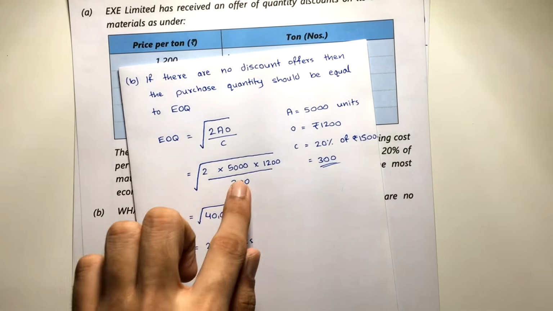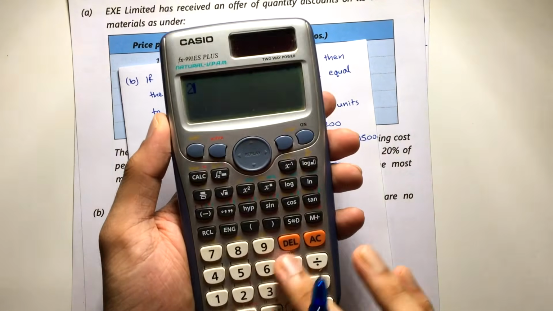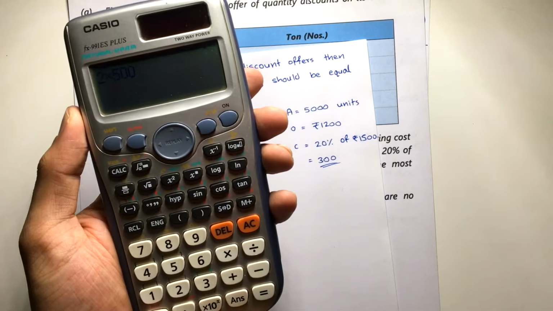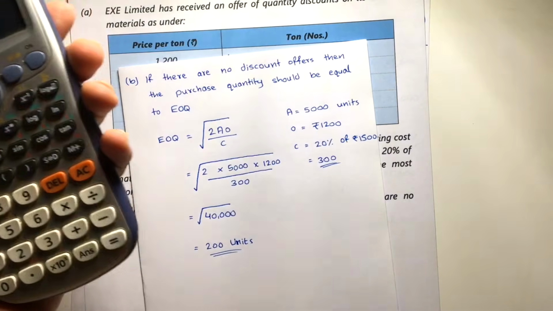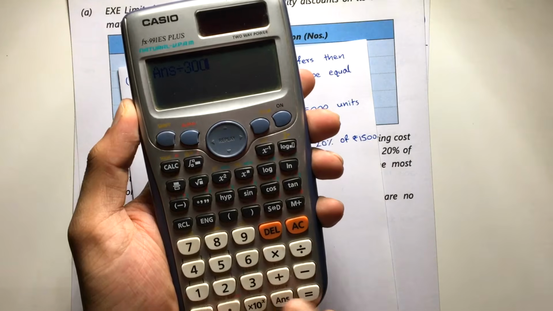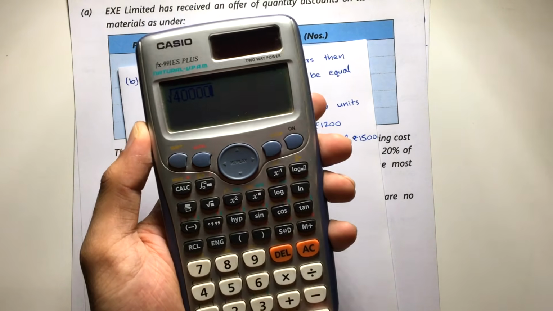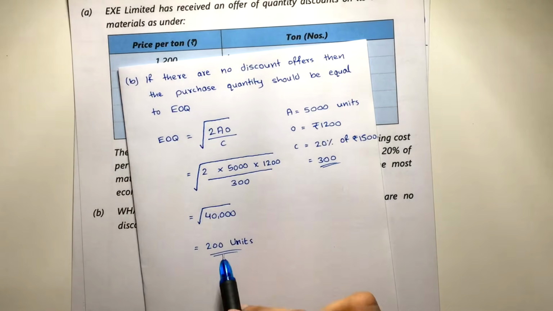So just put that in the formula. 2 into 5,000 into 1,200 divided by 300, that's equal to 40,000. So just take the root of 40,000, that's equal to 200 units. So 200 units are the economic order quantity. Clear? So simple and straightforward.